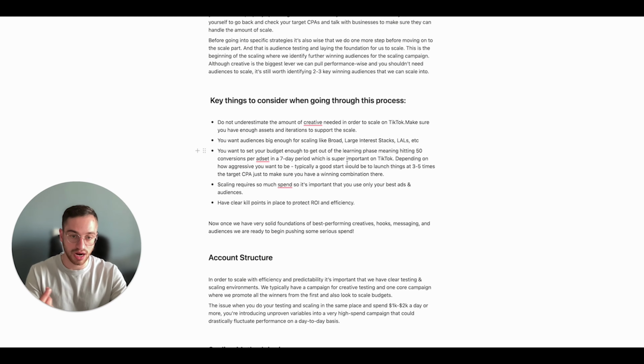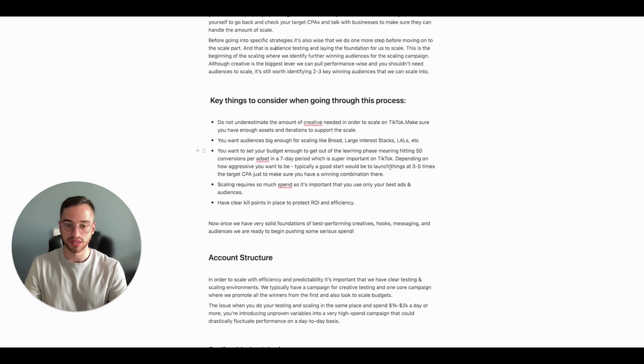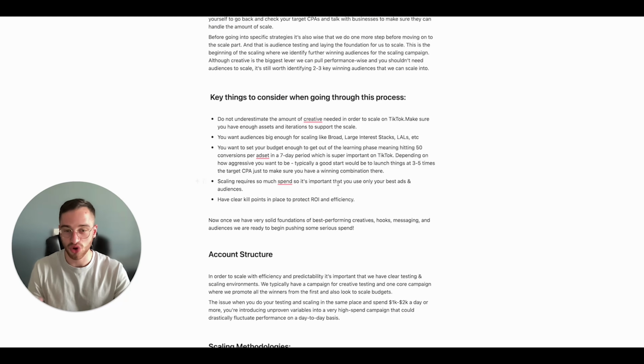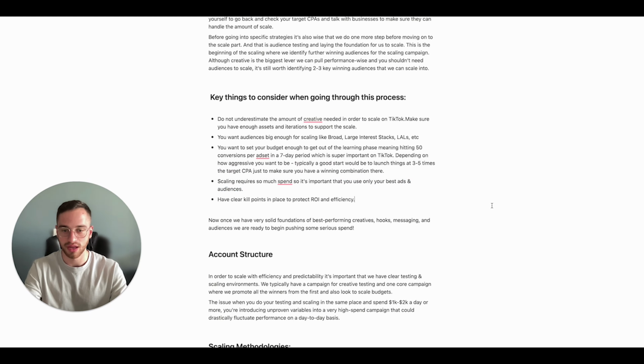Now, typically a good start would be to launch at 3 to 5 times the target CPA, just to make sure you have a winning combination and your creatives work very well. And then really aim to increase budget to get out of the learning phase, because that will give you the most stability in that account. Scaling requires so much spend, so it's super important that you only use your best target audiences. I know it's common sense, but hey, I've made some mistakes.